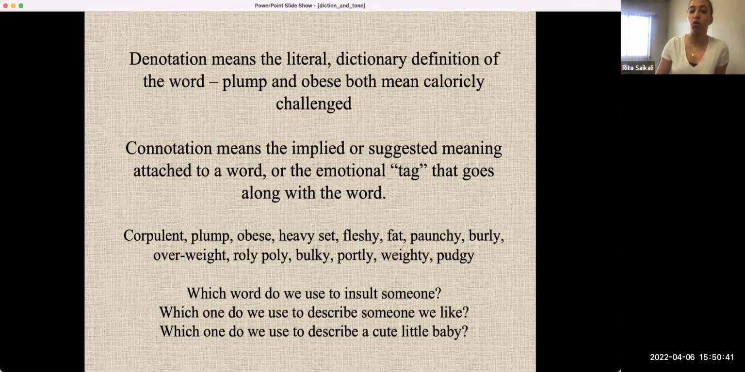Okay, so which words do we use to insult someone? Which ones do we use to describe someone we like? Which ones do we use to describe a cute little baby? These all are part of diction, right? So you'd say this baby's so adorable, right? But if you're talking about a guy or a girl that you're interested in, you won't say he's adorable or she's adorable. You say he's good looking or she's beautiful, or he's handsome. Whereas adorable is the sense we tend to use for babies. Yeah, and that's the difference. Does that make sense?